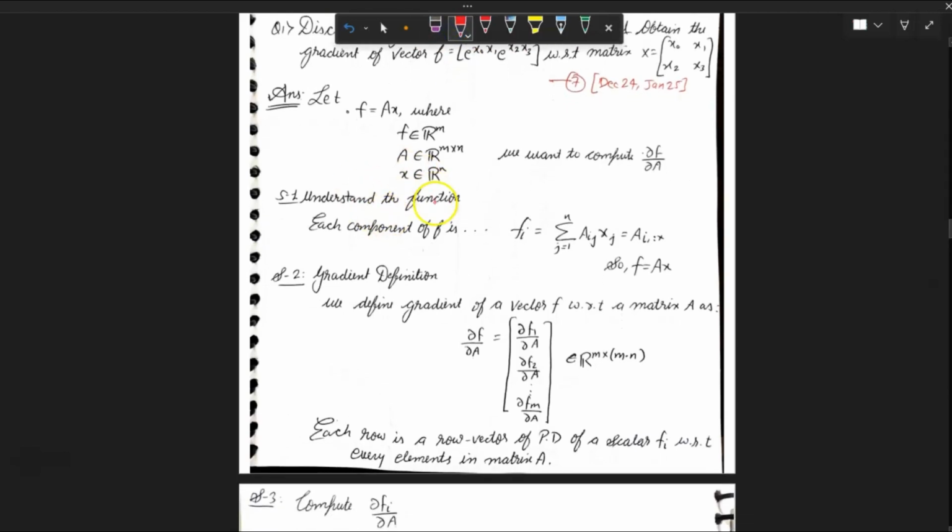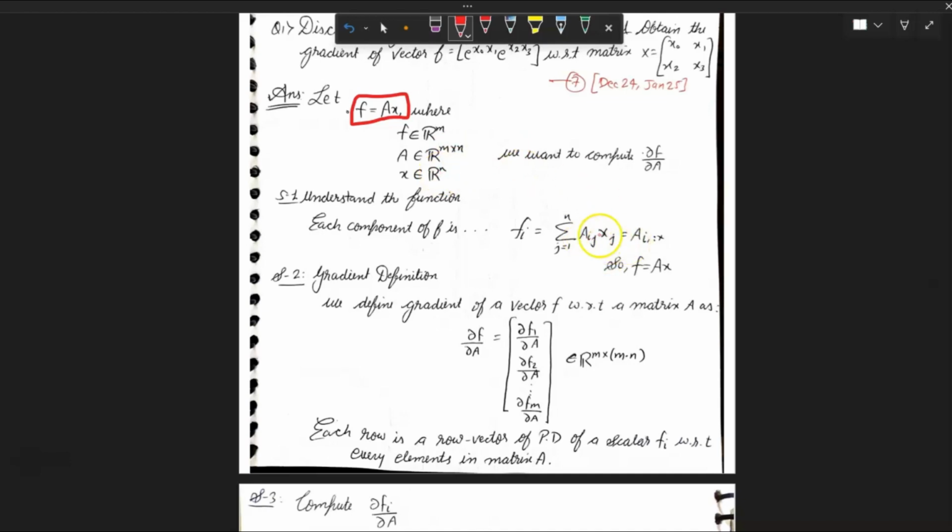Step 1 is to understand the function. What the function is f is equal to Ax. Okay, so each component of f is like f of i is equal to summation of a of ij x of j, because it's a matrix. So a of ij order, and x is j, because x is equal to n order only. So x is equal to j. Okay, m is i and n is j. So n is here, so x will come with j.